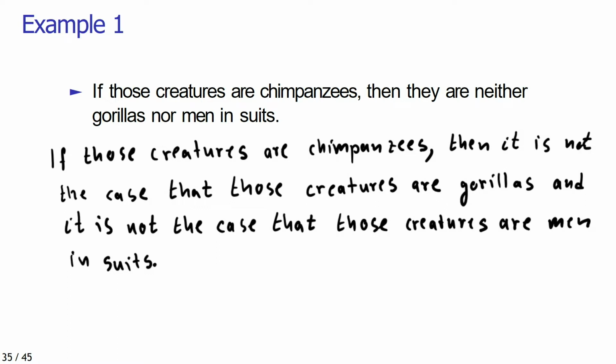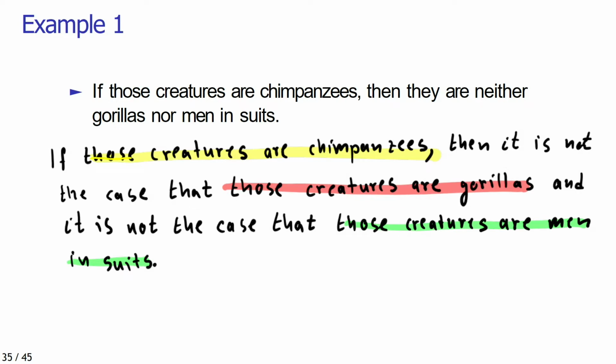Now, in the second step, we need to identify the atomic sentences in our paraphrase. So I would suggest the following. One atomic sentence: those creatures are chimpanzees. That's our first atomic sentence. A second atomic sentence is those creatures are gorillas. And the third atomic sentence is those creatures are men in suits. So we have three atomic sentences: those creatures are chimpanzees, those creatures are gorillas, and those creatures are men in suits.